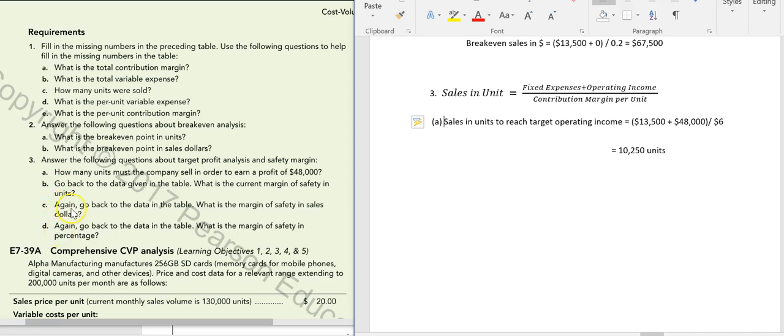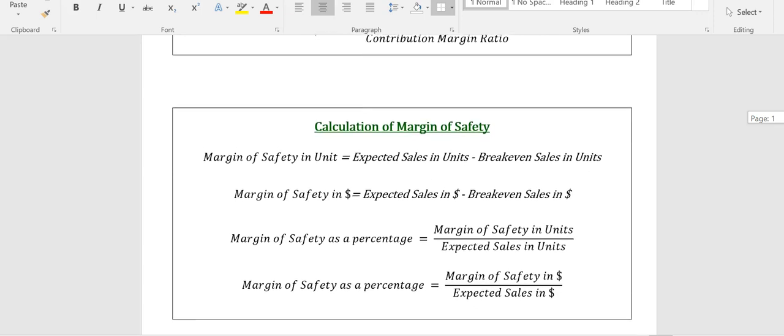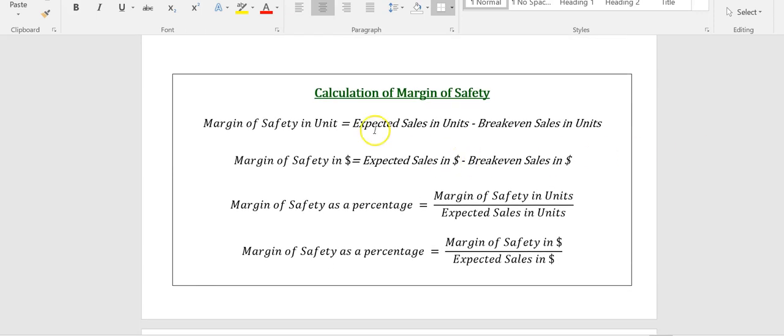Now B, C, and D, these are about margin of safety. If you remember, we also discussed margin of safety. It's kind of the extra sales on top of your break-even, right? So margin of safety could be in terms of units or in terms of dollar values. You can also express margin of safety as a percentage of your sales. So now we're going to use the formulas which are in our third box.